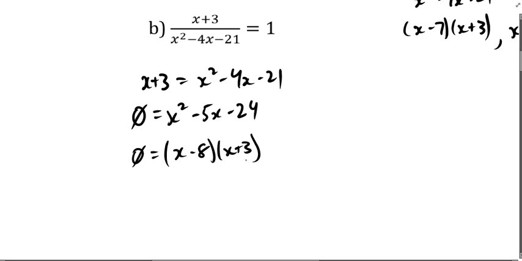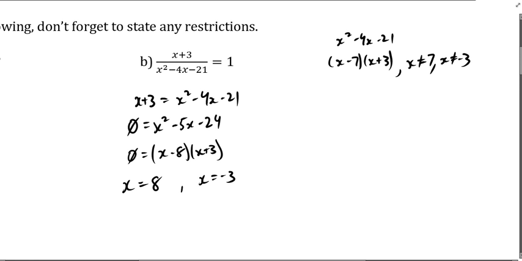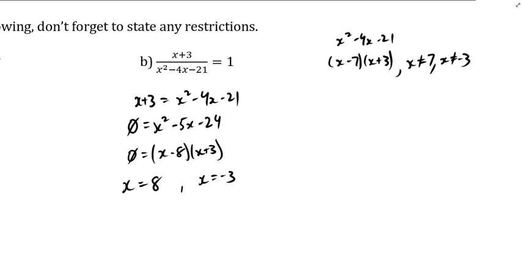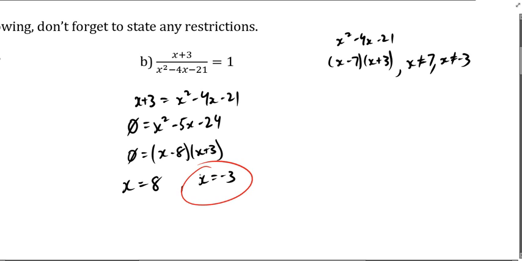Does that look right to everybody? And so then my solutions are x equals 8 and x equals negative 3. Oh, but hold on. My restriction said that one's not possible. You don't have to say due to restrictions, you can just say inadmissible, but due to restriction, right? So that's what it can sometimes look like.